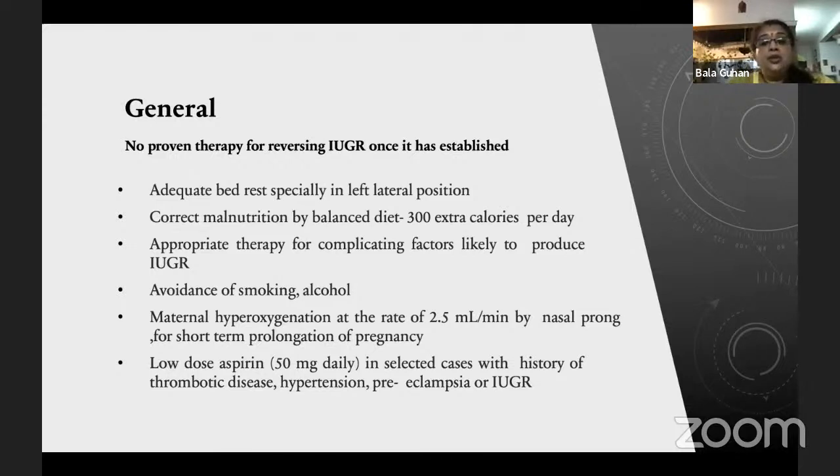Maternal hyperoxygenation at the rate of 2.5 ml per minute using nasal prongs for short-term prolongation of pregnancy. Low-dose aspirin, 50 milligram per day in selected cases with a history of thrombotic disease, hypertension, preeclampsia, or IUGR. But nowadays, low-dose aspirin at a dose of 150 milligram at night is the recommended protocol, given up to 32 weeks.